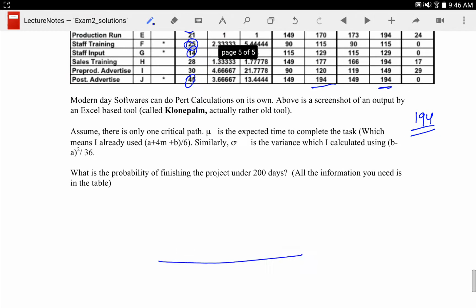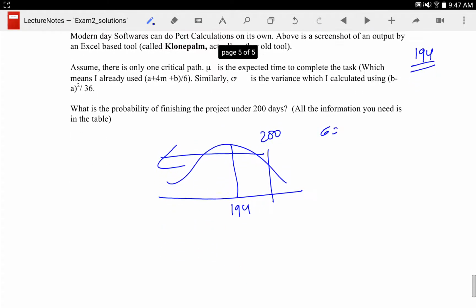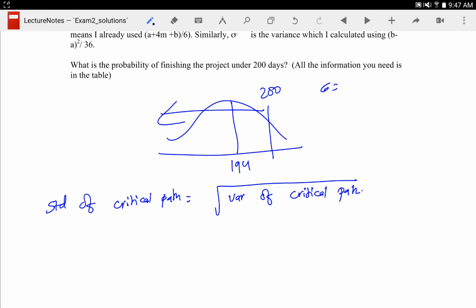So the mean completion time is 194. What this is telling you is the mean is 194. Now we want to find the probability of project completion time for 200 days, so we need the standard deviation. This is usually the hardest part. The standard deviation of the critical path is the square root of the sum of the variances of the critical path activities. So what you do is you add all the variances in the critical path.